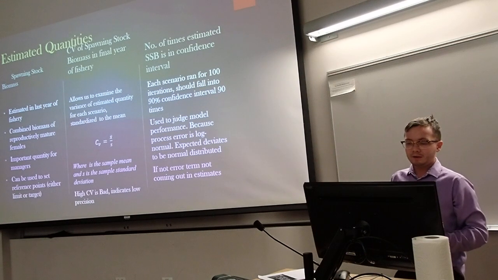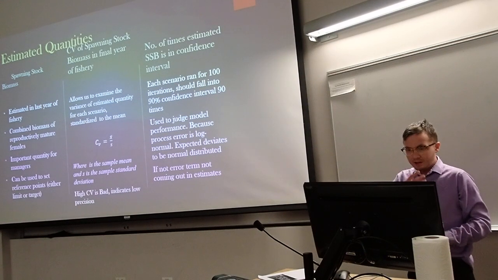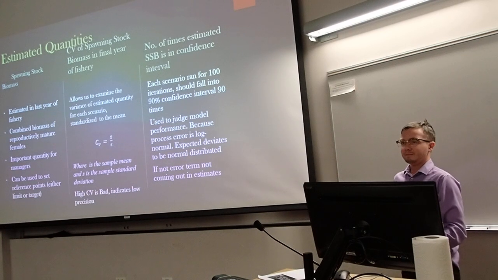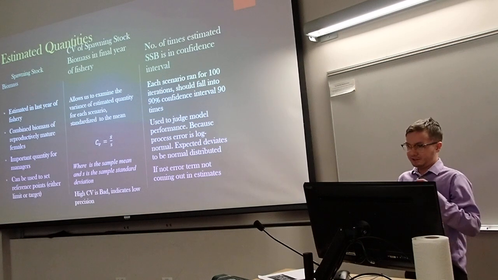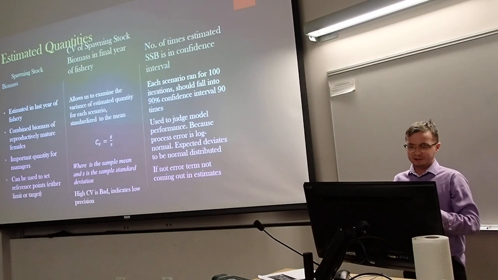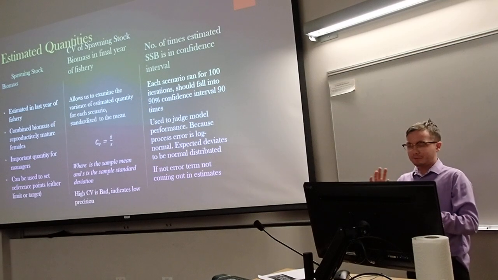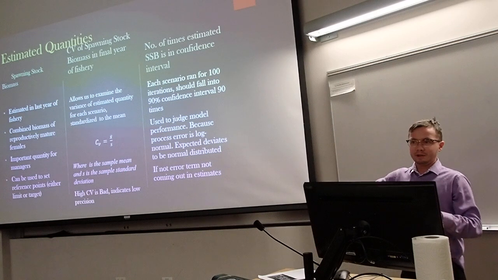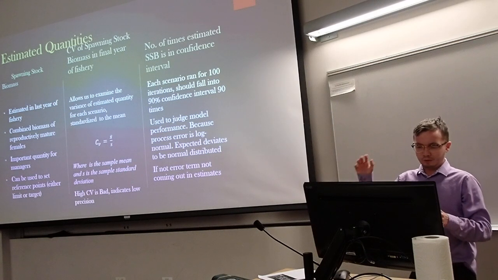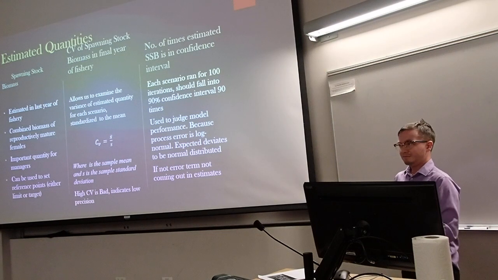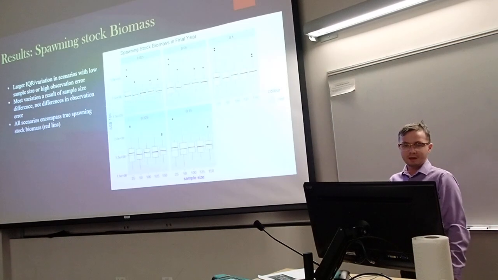And then the final thing we looked at for a bit was the number of times that our estimated value fell within a confidence interval. So we ran it 100 times. Ideally, it should fall within the confidence interval 90 of those times. It didn't exactly work, but it's fine. I'll explain in a moment. Basically, it's used to judge model performance. Because those recruitment deviations I talked about a moment ago were log normally distributed, our estimated quantities should be normally distributed. And if that's not working, then we have some problems with our error.